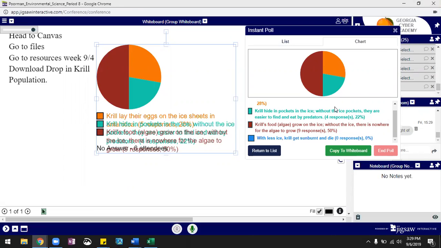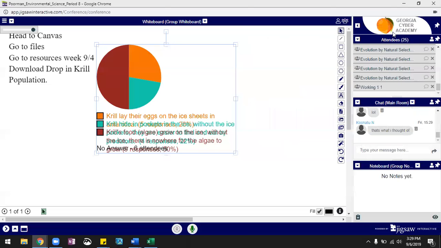So the answer is, of course, C. Krill's food, which is algae, grows on the ice. And without ice, well, there's just nowhere for the algae to grow. And we typically see the algae bloom in the springtime when there is some melt in the ice and snow, and there's a lot more sunlight to feed them.